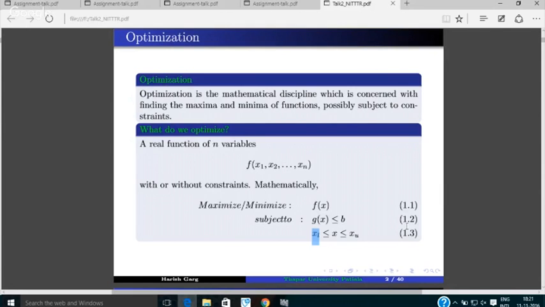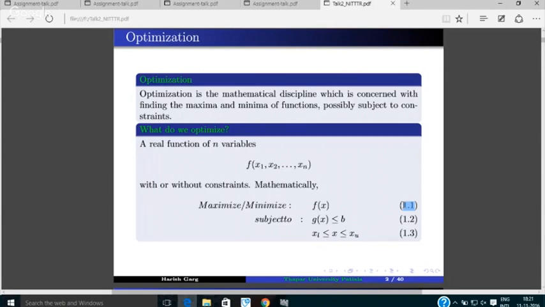Our target is to find this vector x1, x2, x3 up to xn. Any vector which satisfies only equation 1.2 is called just a solution. Now, if any x satisfies equation 1.2 as well as equation 1.3 both, then that solution is called a feasible solution. There may be more than one feasible solution. Out of those feasible solutions, the one which optimizes 1.1 is called the optimizing solution.